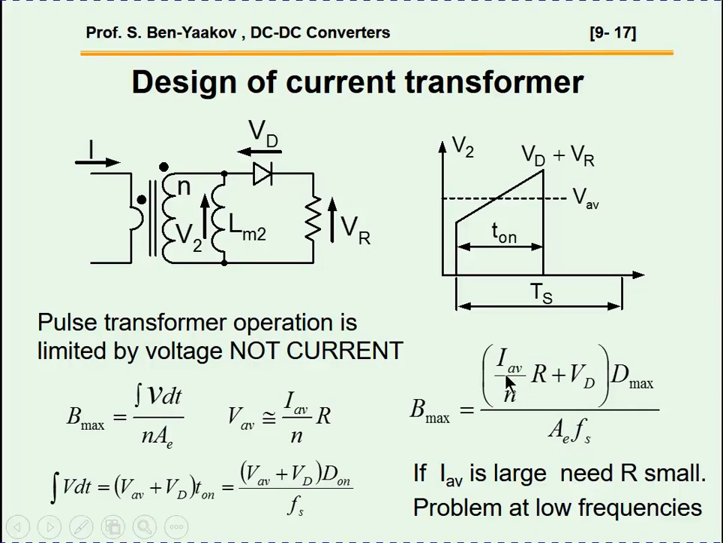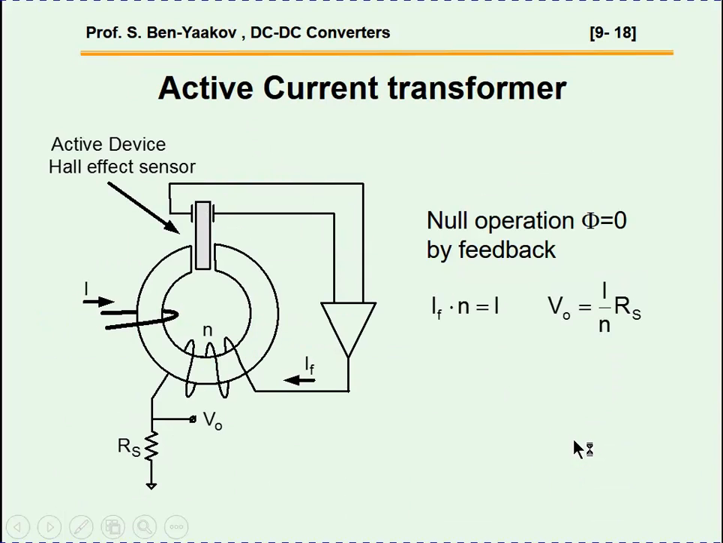So once you know all these, you can select the cross-section area of the core. Now obviously, if you like to have a high voltage at the output, that is a large R times this expression is the output voltage, you need a core with a large cross-section area. So this is the way to choose the core.